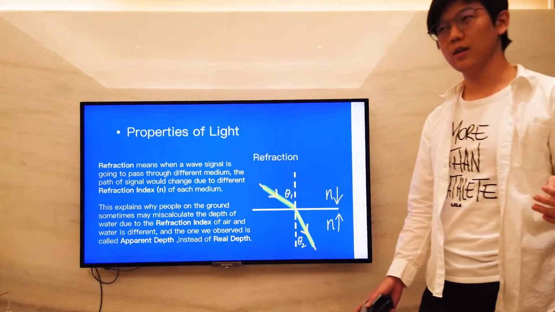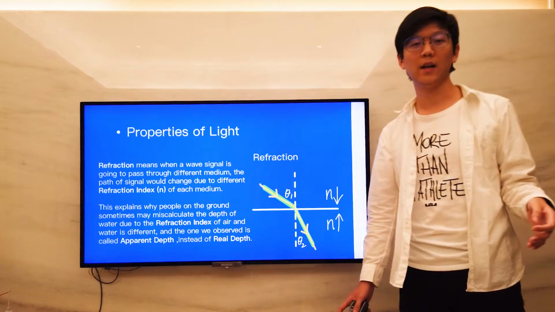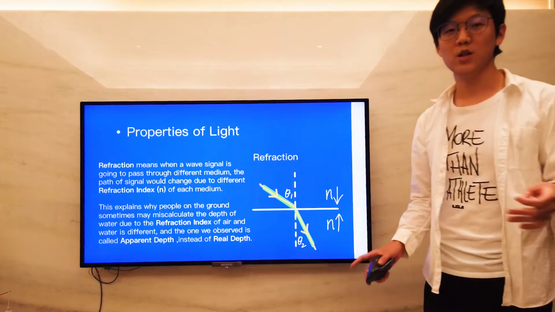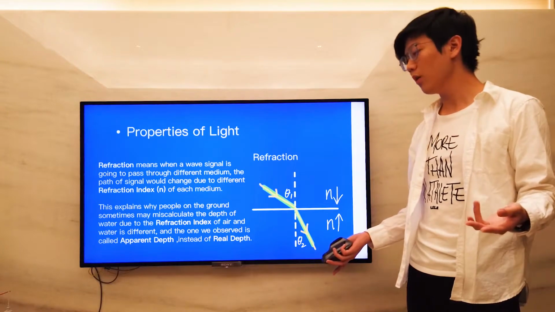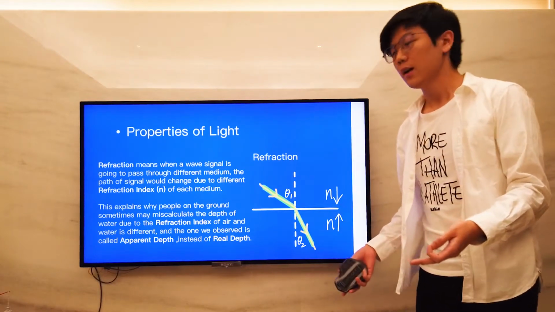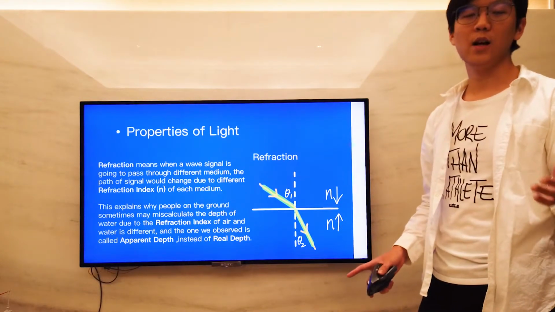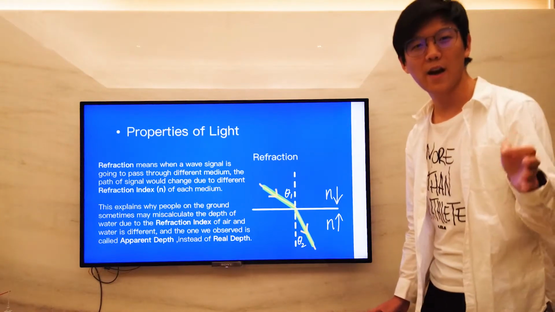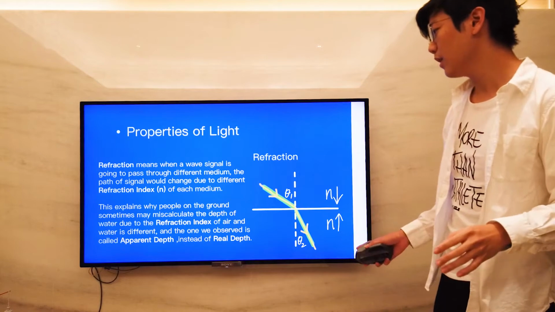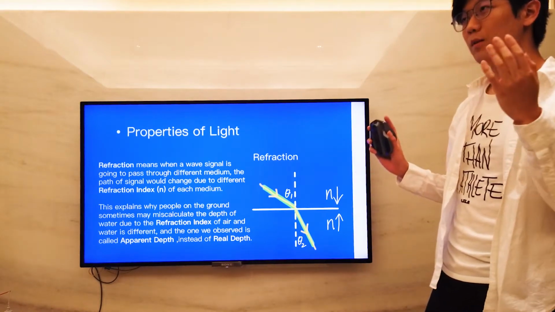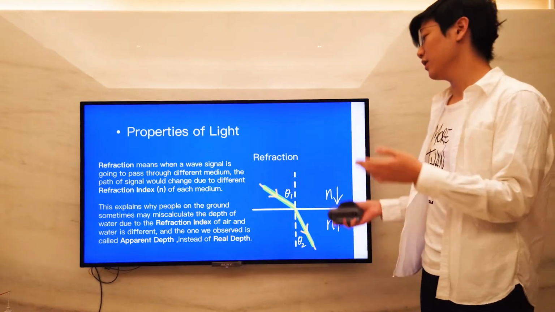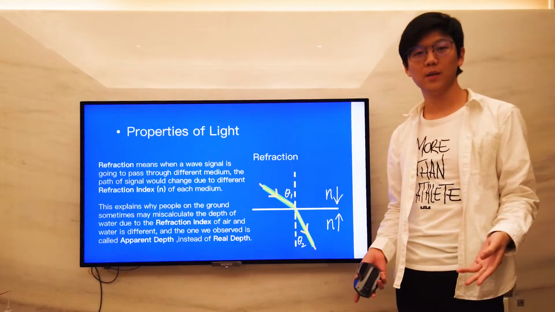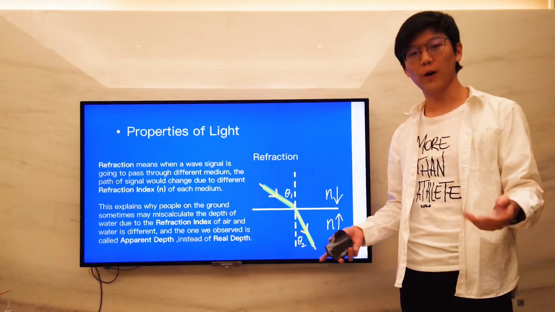And also, there is an interesting thing that happens in our daily life: most people think the water is shallow near the lake or the swimming pool, but it actually is very deep. That's because the refractive indices of light in air and water are totally different, so the depth we see is the apparent depth, not the real depth, which is actually quite dangerous.